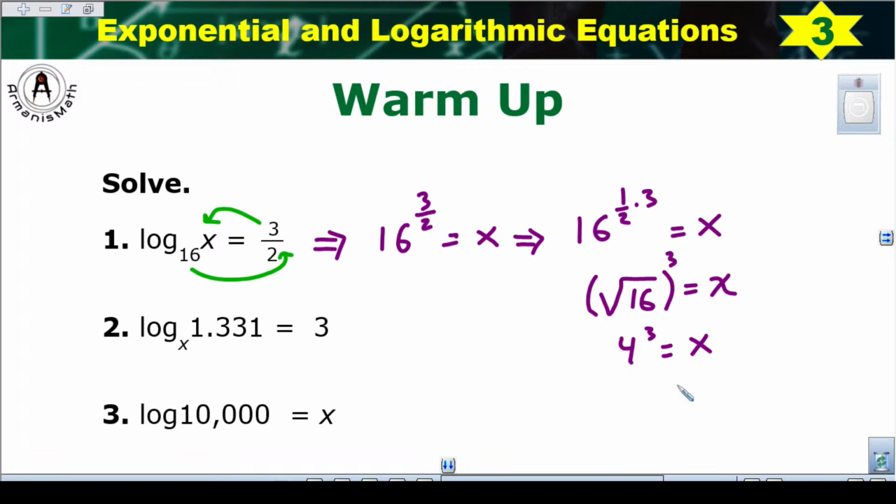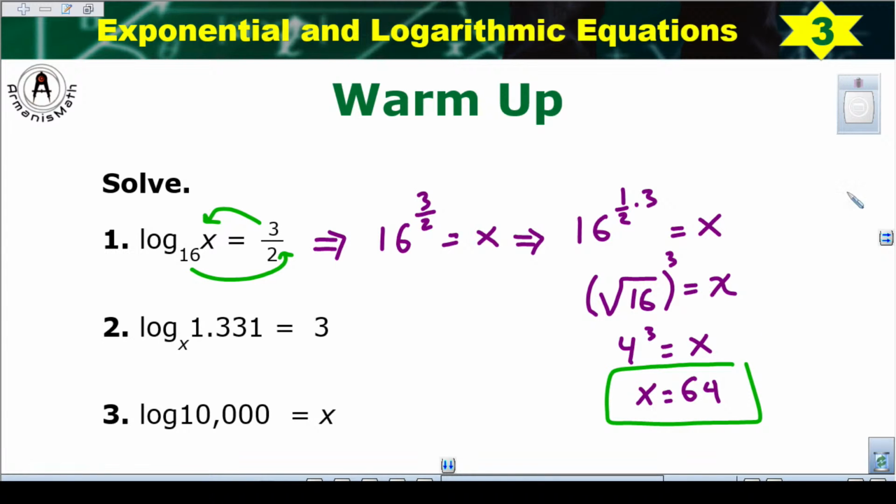So how much is x? 4 times 4 times 4. 64 is the answer for this problem, okay? Good job. I see that, Kelly.